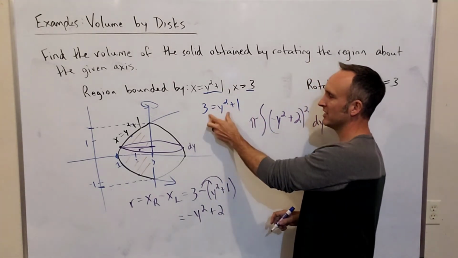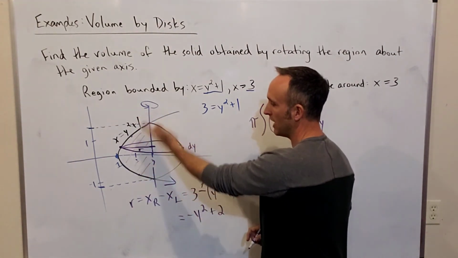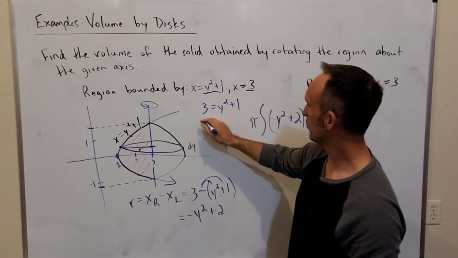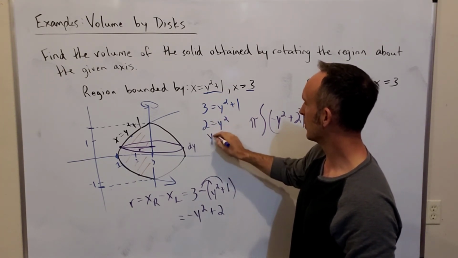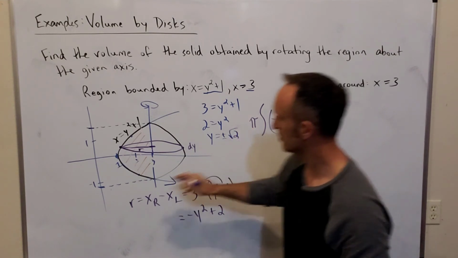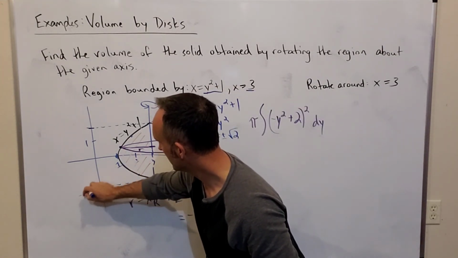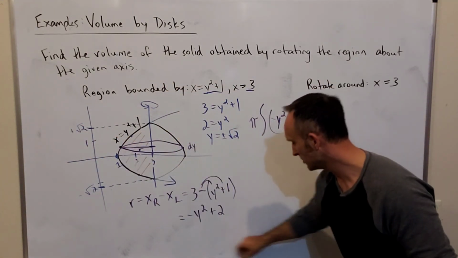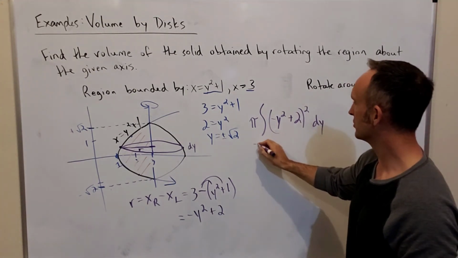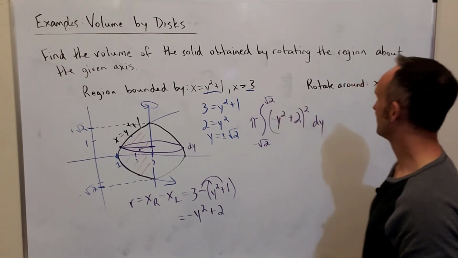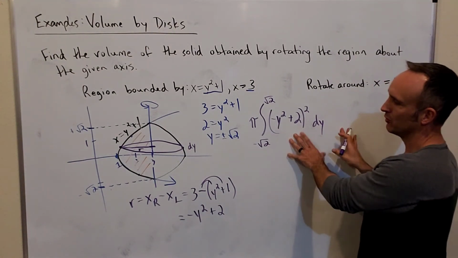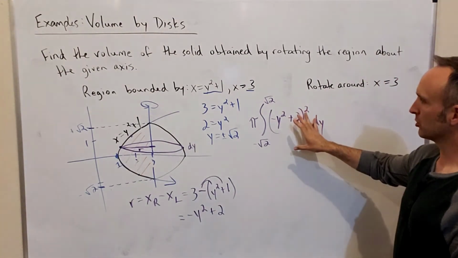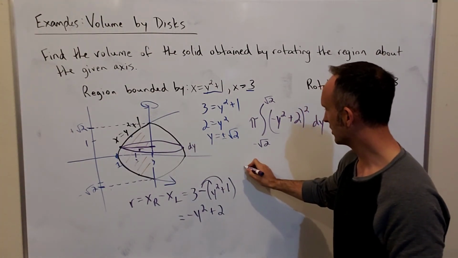And when I solve that, it should tell me both of these y values on our graph. So if I solve this for y, I'll subtract 1 to get 2, and then take the square root of both sides, and I get plus or minus the square root of 2. So this guy is negative square root of 2, and this guy is positive square root of 2. So that means my limits of integration here will be from negative square root of 2 to positive square root of 2. And so this integral represents the volume of this interesting solid of revolution. I'll work the integral out, and you can come back and check.